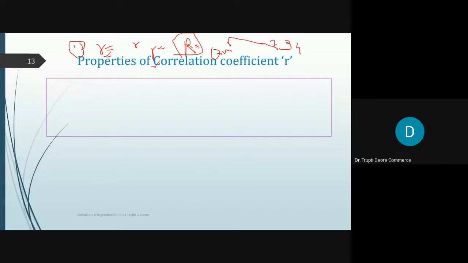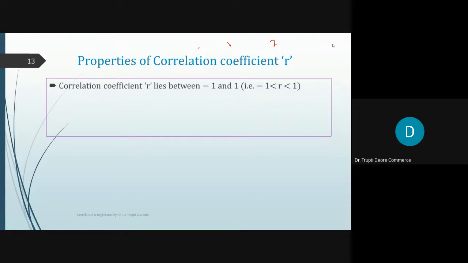So Spearman's rank correlation is denoted by capital R, and Karl Pearson's coefficient of correlation is denoted by small r. So what are the properties of this r, Karl Pearson's coefficient of correlation? First one is r always lies between -1 and 1. Remember, when you find the answer of r, it is always within this range. It is greater than -1 but less than 1. So it may be 0, it may be negative, or it may be positive.